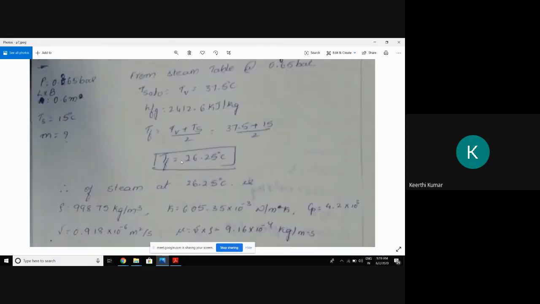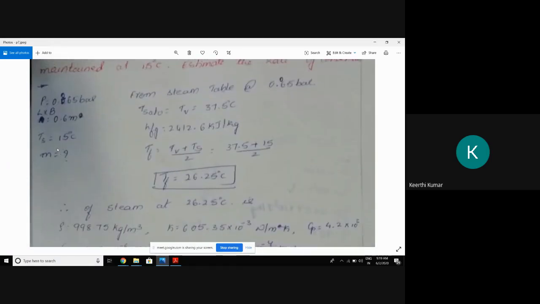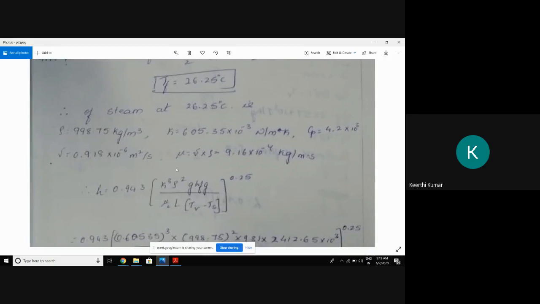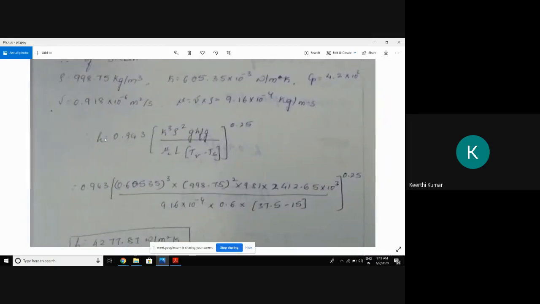Then what is he asking? He is asking you to find out just m dot. You can obtain the value of m dot from Q is equal to m dot into HFG. HFG we already got. The only unknown is Q. To find out Q, we want H.